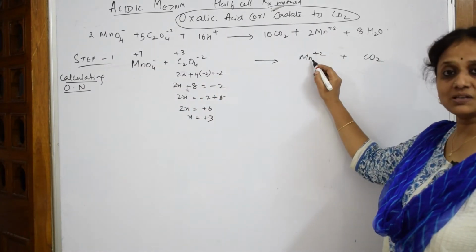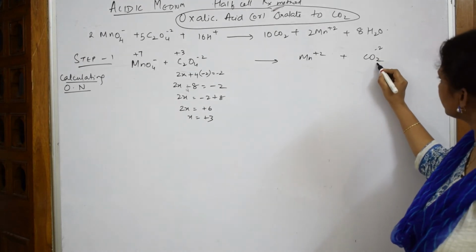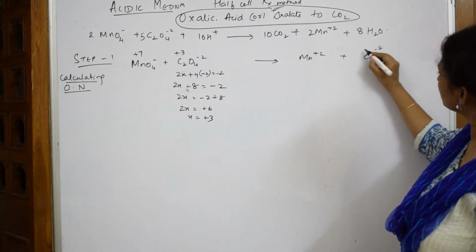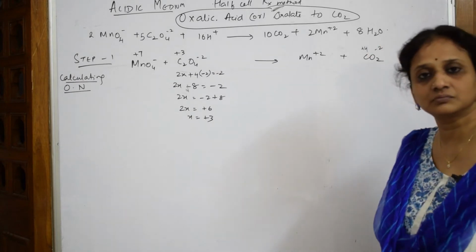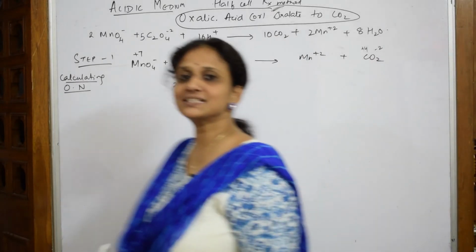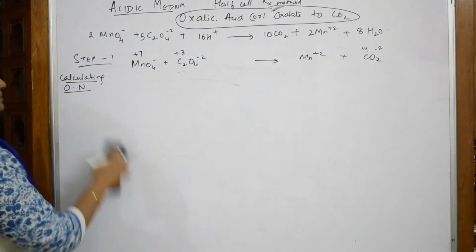Let me come back here. This is already Mn2+. Now for carbon dioxide, oxygen is minus 2, so two oxygens make minus 4. So carbon should be plus 4, because minus and plus get cancelled and finally become 0. Now let us erase this also. The first step is done.